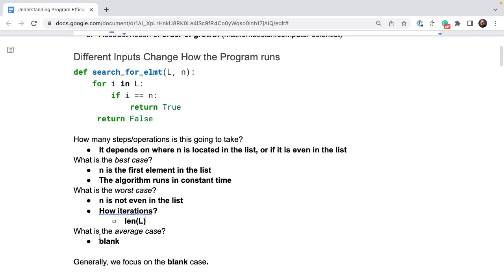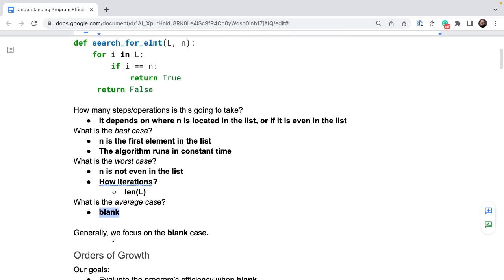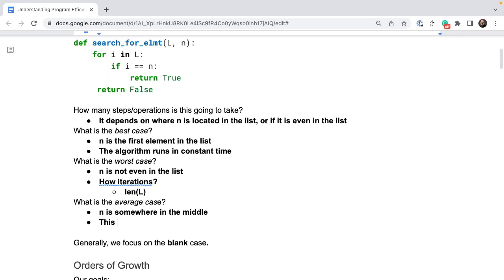And then what is the average case? This one's kind of in between. Anyone? What is the average case? So it would just be in the middle. Yeah, the element is somewhere in the middle. And again, this is going to be most of what happens. So you can say n is somewhere in the middle. This, of course, is the practical case to consider. But you know what they say, plan for the worst. So generally, what we're going to focus on is the worst case scenario.